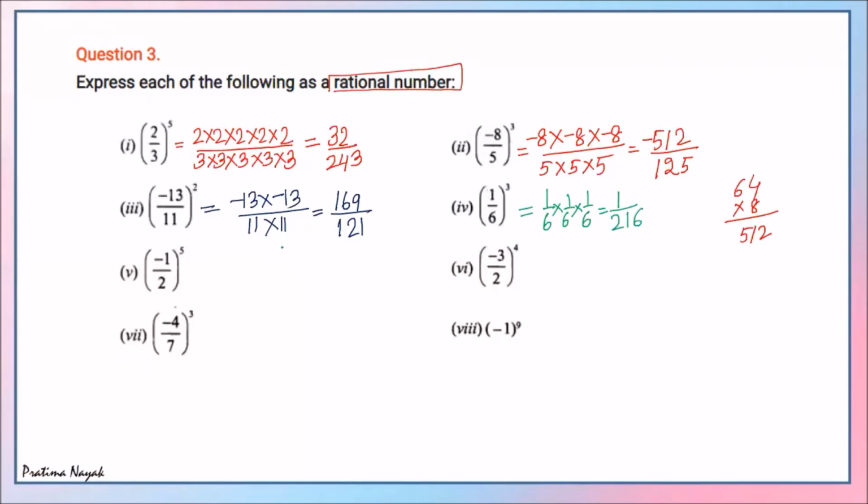Then coming to the fifth part. The fifth part is like this only: minus 1 by 2, how many times? It will be 5 times, and you already know now that when 2 is multiplied 5 times, it gives you 32, and negative multiplied 5 times gives negative, and 1 multiplied any number of times is 1. So this will be minus 1 by 32.